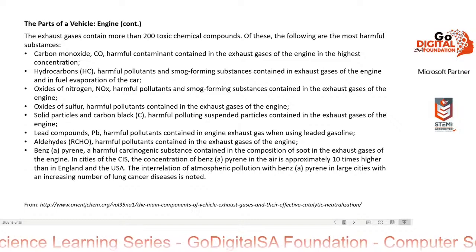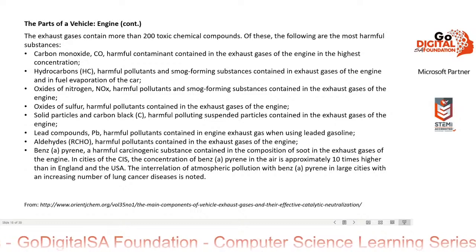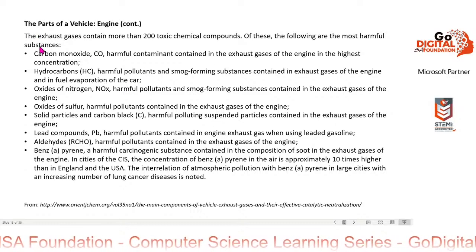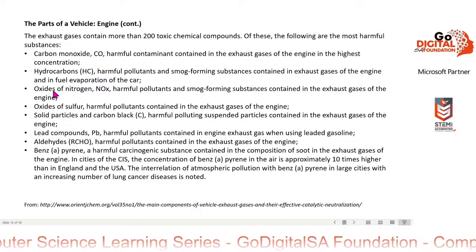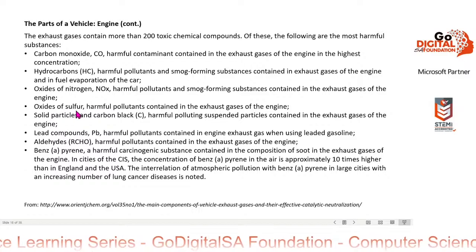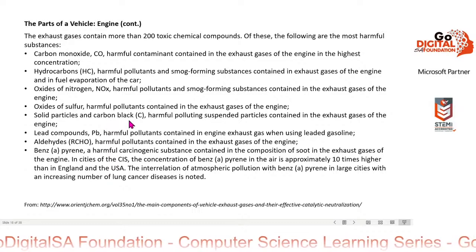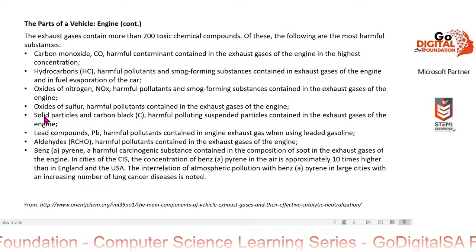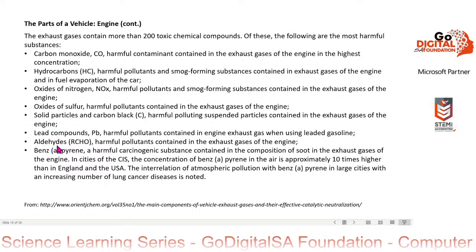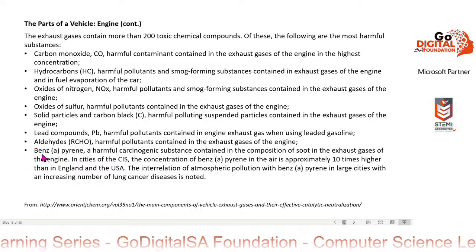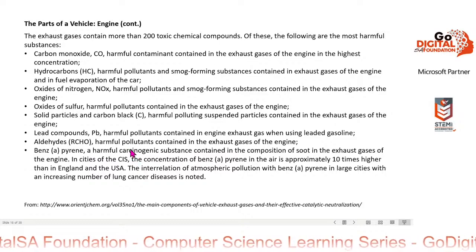The exhaust gases contain more than 200 toxic chemical compounds. Of these, the following are the most harmful substances. Okay, I'll just go through the list quickly. You have carbon monoxide, hydrocarbons, oxides of nitrogen, oxides of sulfur, solid particles, especially the black carbon particles, lead compounds, aldehydes, and benzopyrene, a harmful carcinogenic. That means it causes cancer.